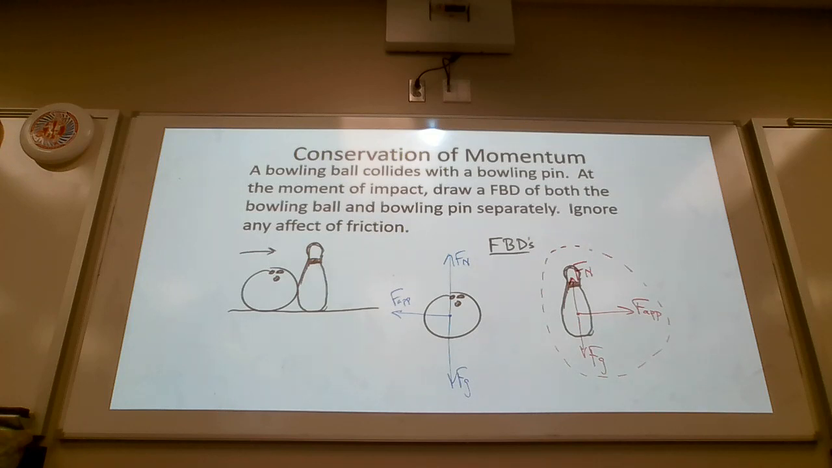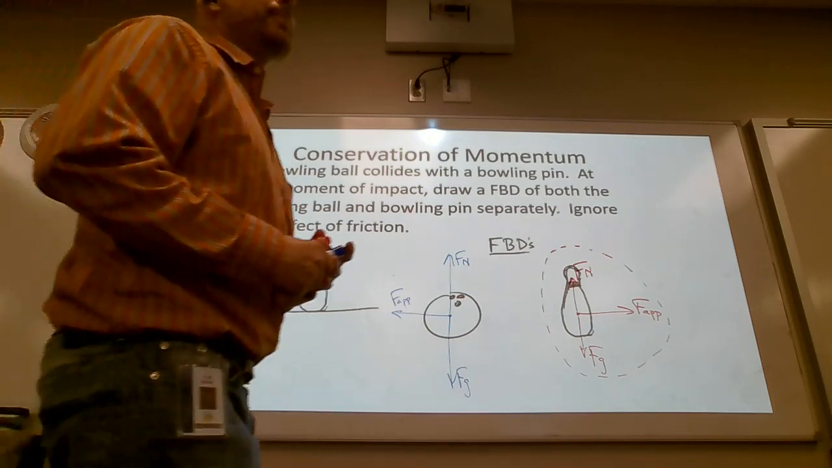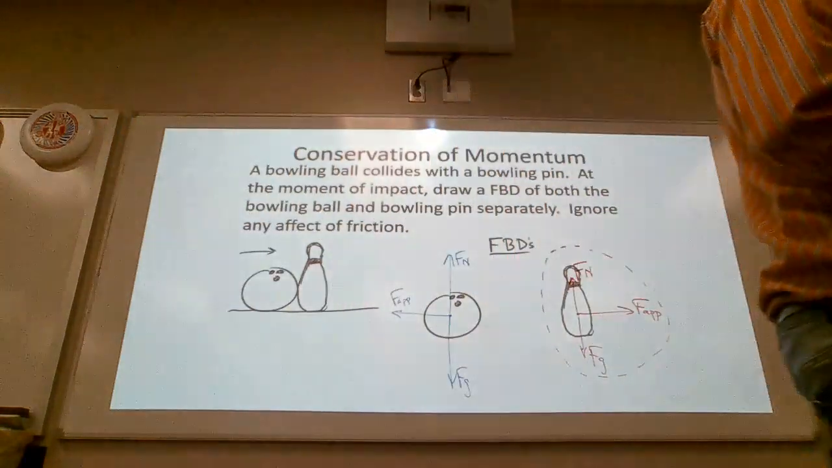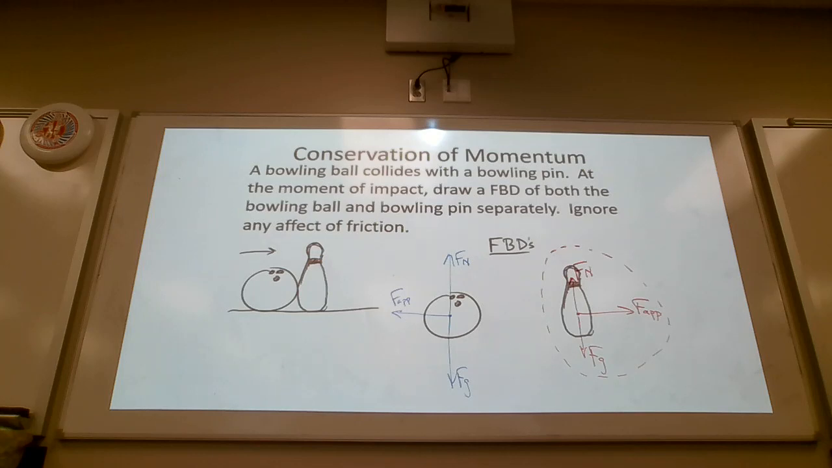Did the bowling pin have momentum before the collision? No. Did it have momentum after the collision? Yeah, probably. Yes. Okay. So did the pin's momentum stay the same? No. So it was not conserved. Does that make sense? Tracking so far?